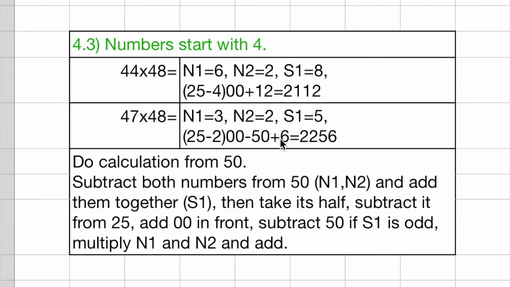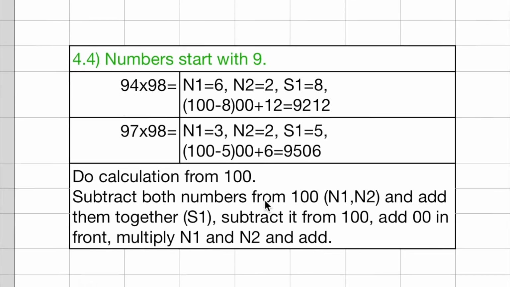And then add n1 times n2, which is 3 times 2. So it becomes 6. So we have 2300 minus 50 plus 6, which becomes 2256. So when the sum of n1 and n2 is odd, we have to take its half, remove the fractional part, but then we have to subtract 50 from the final number.